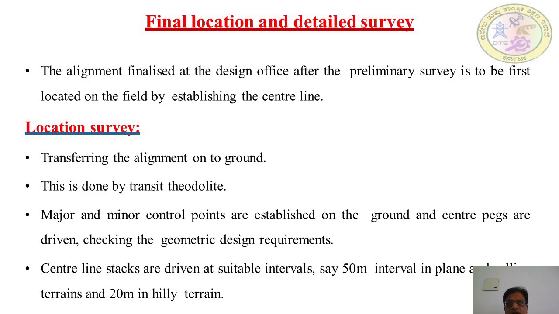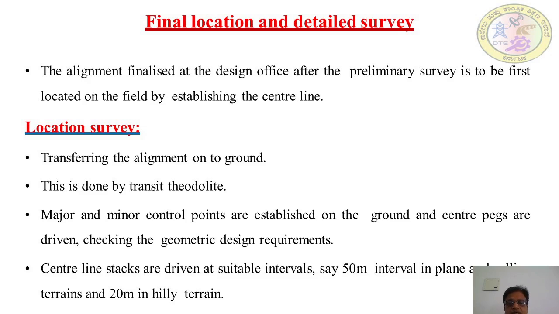How to transfer that alignment? By locating the center line of your proposed alignment. For that, what you have to do is the location survey, transferring the alignment on the ground. Whatever you have designed in the office, whatever is there on your sheet or drawing, has to be actually transferred to the ground. This is done by transit theodolite.